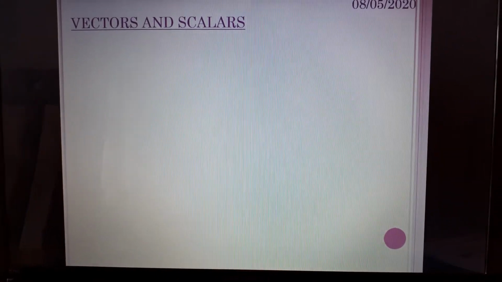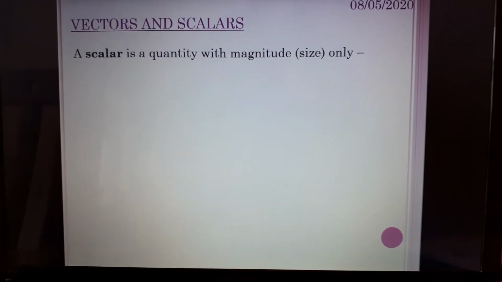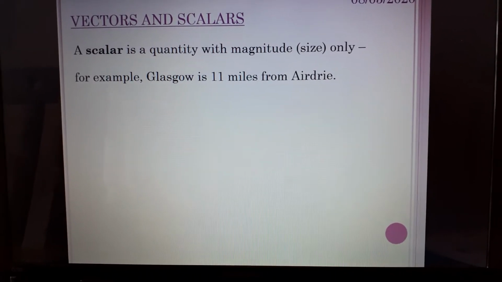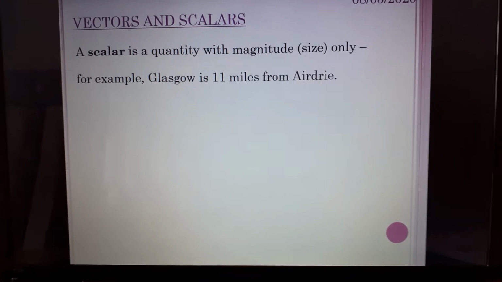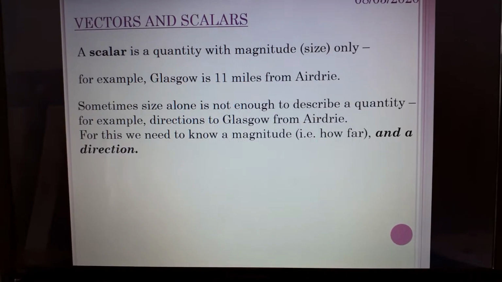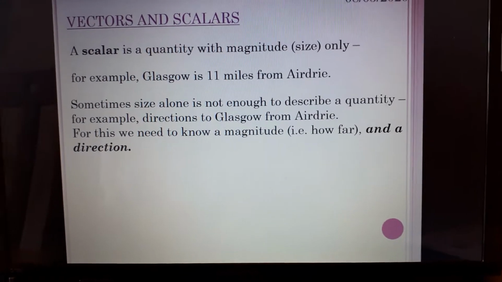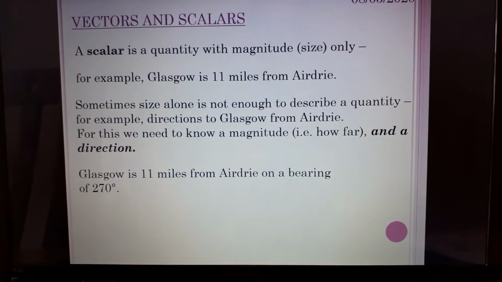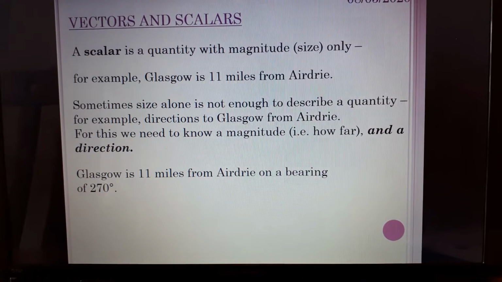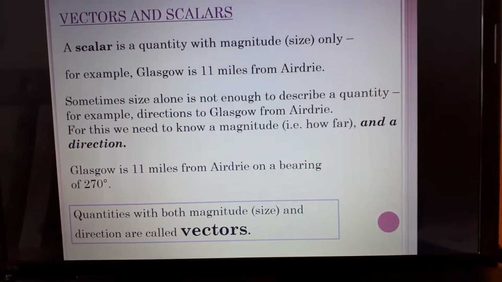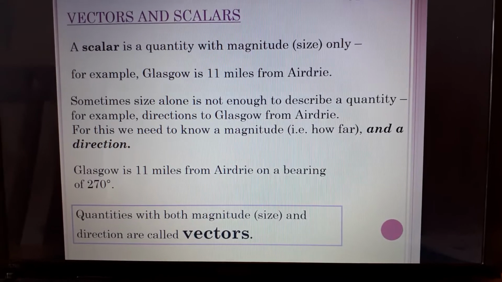So to begin with, a very quick reminder of what a vector is compared to a scalar. A scalar is size only. We use the word magnitude to describe size. Glasgow is 11 miles from Airdrie. That's just a size. We have only given you a distance there. But if I was to say that Glasgow is 11 miles from Airdrie on a bearing of 270, I have now described the size along with the direction. So quantities with both size, magnitude, and direction are called vectors.